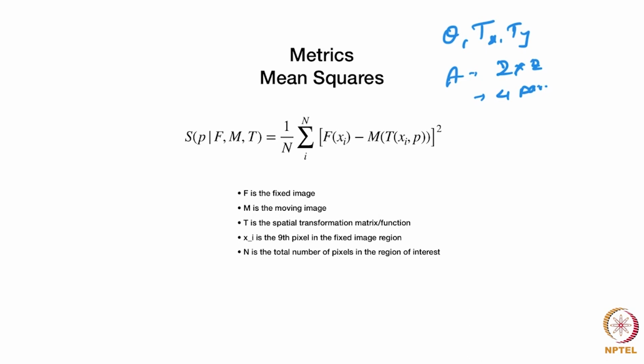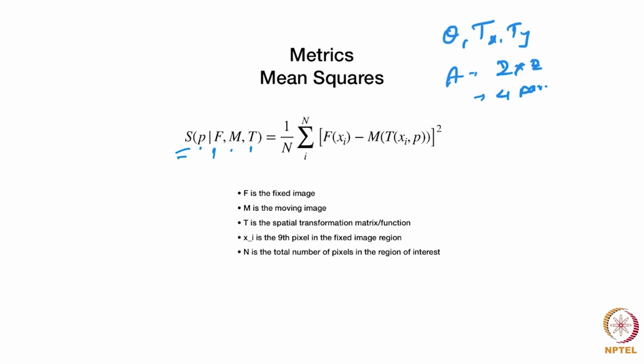There are several metrics that are used, but we are going to look at image intensity based metrics that are often used, especially in the context of rigid body registration. The first one we are going to look at is the mean squares metric. You can also call it the least squares metric, wherein the formula is given here. S refers to the metric. Of course, we are treating it as a function of P, which are nothing but the parameters of the transformation that we are trying to estimate. F is the fixed image, M is the moving image, T is the transformation itself. We'll see how it comes into the picture.